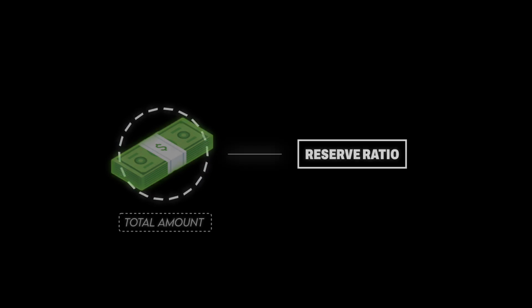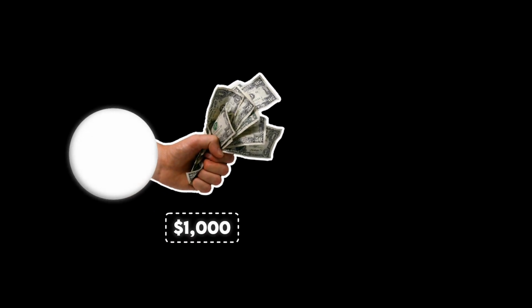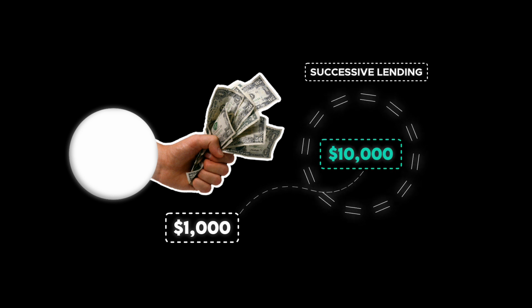The total amount of money that can be created is determined by the reserve ratio. The formula is simple. It's 1 divided by the reserve ratio. So, if the reserve ratio is 10%, that's 0.10. Now we do the math. 1 divided by 0.10 equals 10. This means your initial $1,000 deposit can potentially lead to $10,000 in total money supply through successive lending.